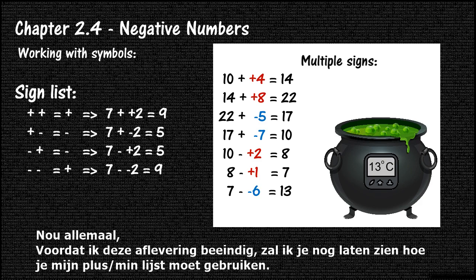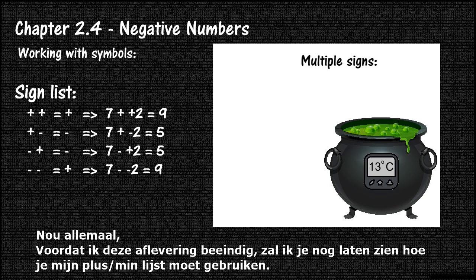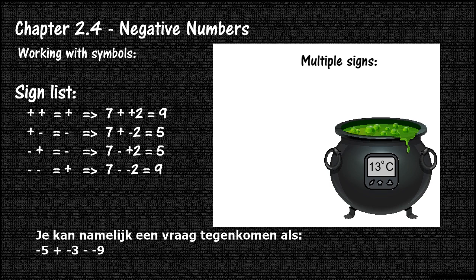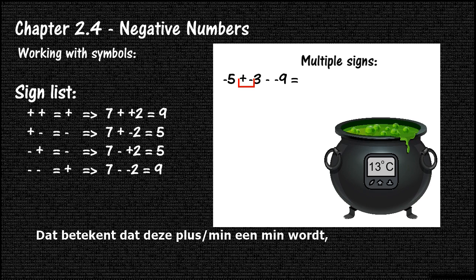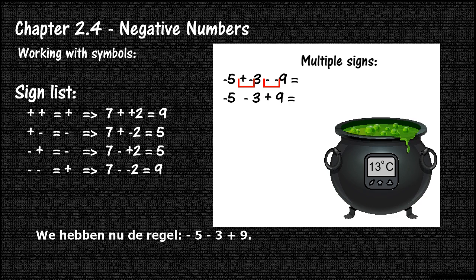Bye. Well, everybody, before I end this video, let me show you when to use this plus minus list. You might come across an exercise such as this one. -5 plus -3 minus -9. With the plus minus list in the back of our head, we first change every double sign in a single sign. That means that this plus minus becomes a minus, and that this minus minus turns into a plus. We now have the line -5 -3 plus 9.